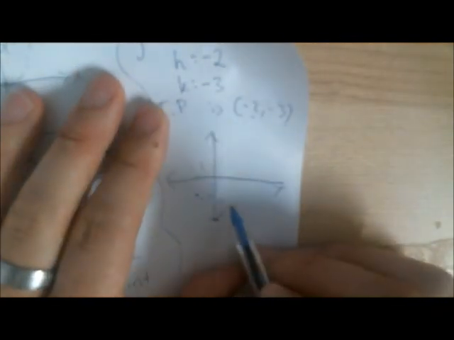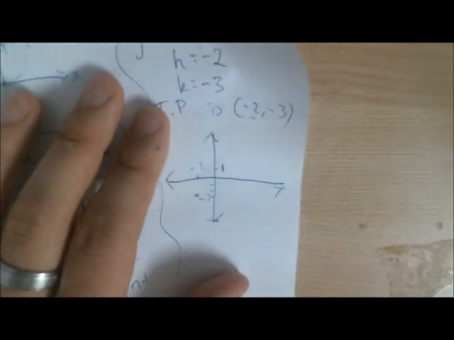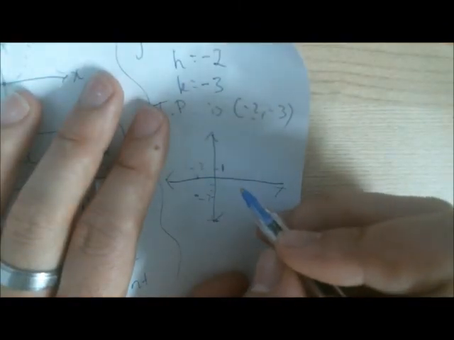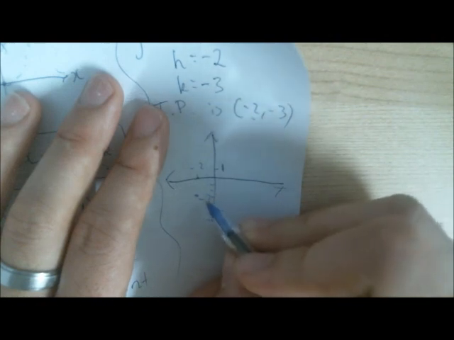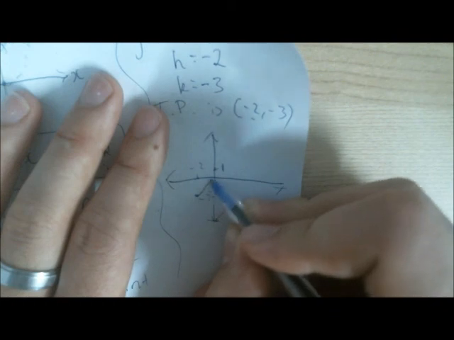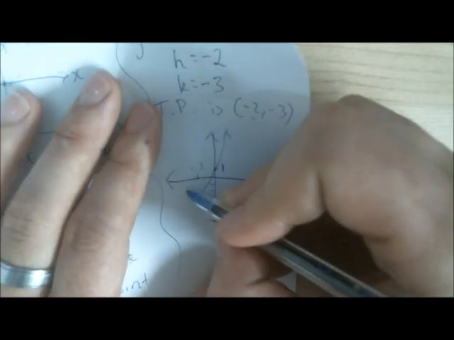I know it's a little bit hard to see. So positive 1 will be here. There's negative 2, negative 3. This is the turning point. That's there. I'm going to come through here. And I'm going to come through here.